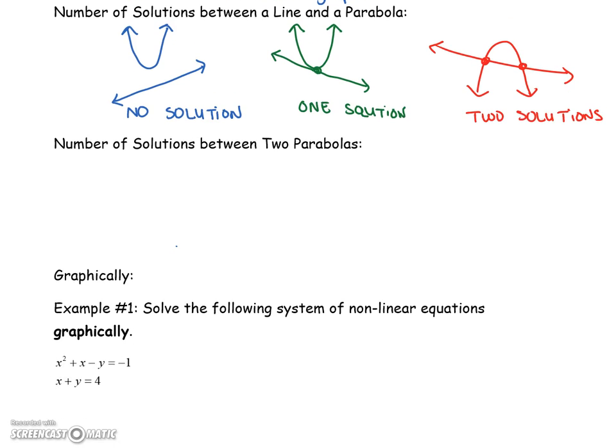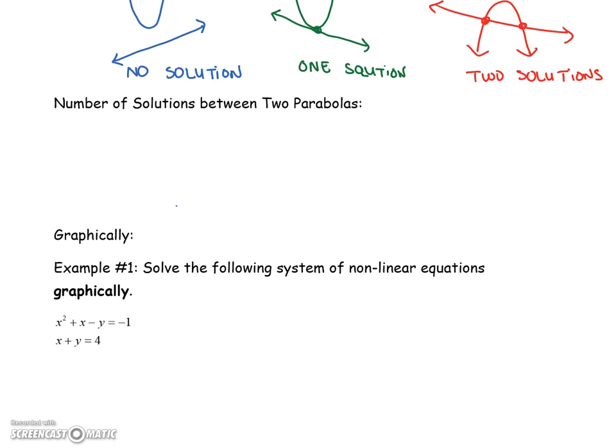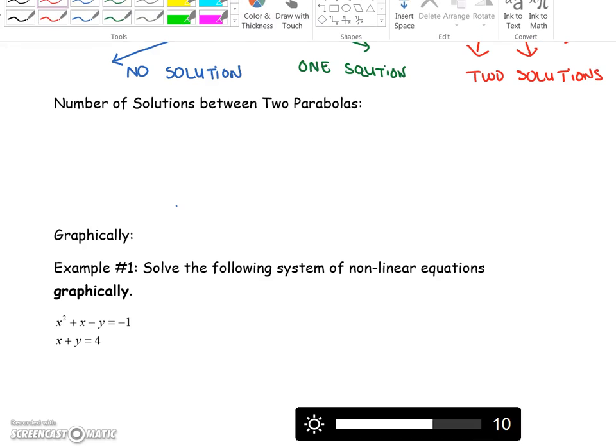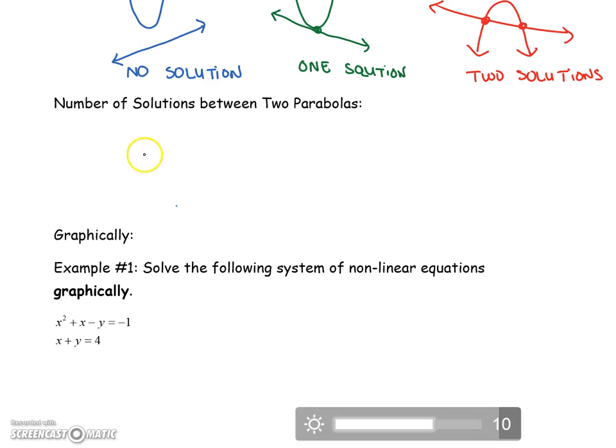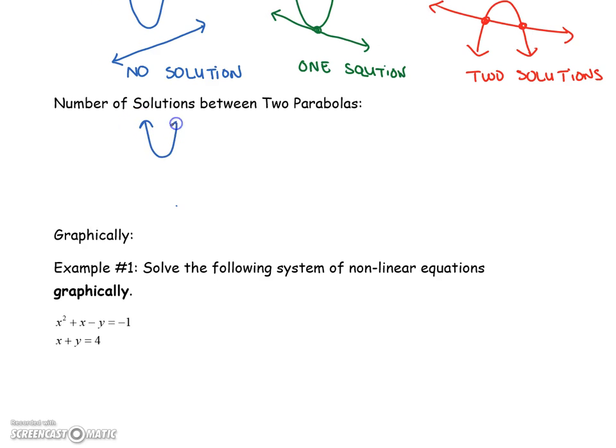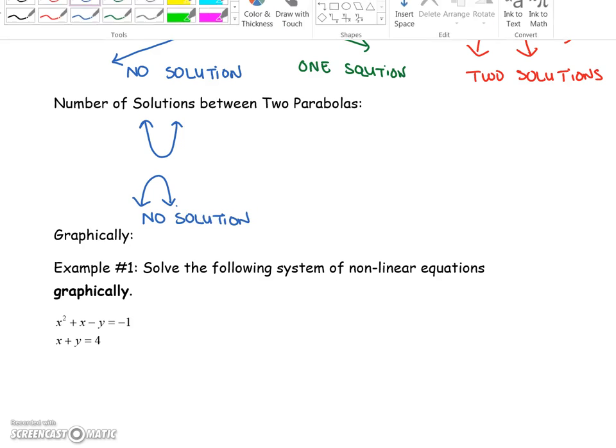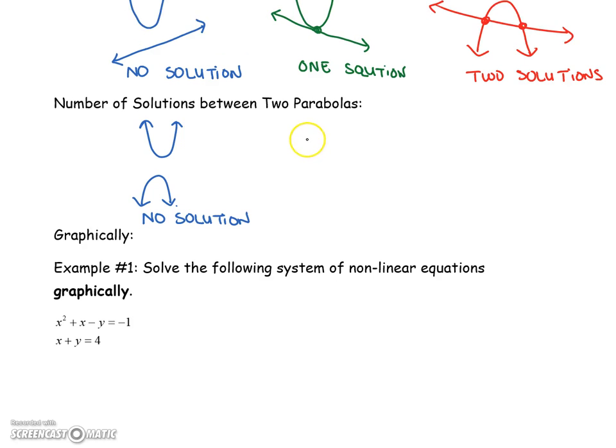How about number of solutions between two parabolas? So what are some of the cases that we could run into with these? Well, you can have a parabola mad at another parabola facing away from each other, and in that case they're not touching, so therefore there's no solution. They want nothing to do with each other. You could have a scenario where the parabolas are only touching in one location. Okay, so in that case we have one solution.